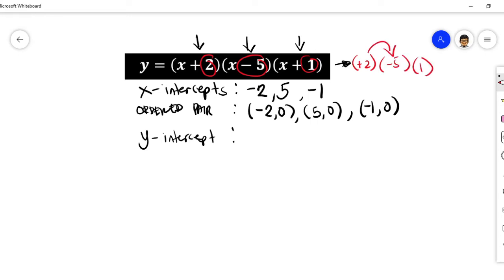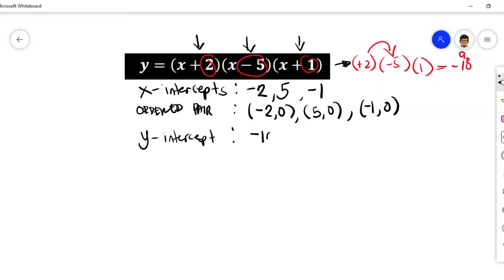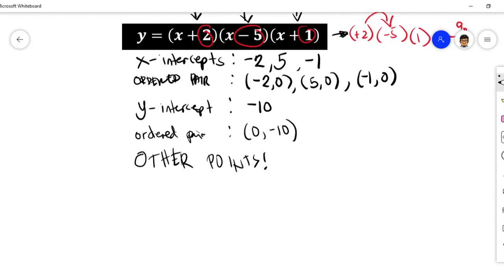Positive 2 times negative 5 is negative 10, times 1 is negative 10. Therefore, the constant term is negative 10. Okay? So, the y-intercept now is negative 10. So, the graph will pass through the y-axis at point 0 and negative 10. Now, our problem now before sketching is to get other points para mag-graph natin ng tama yung graph ng polynomial function natin. So, ano yung mga other points natin?